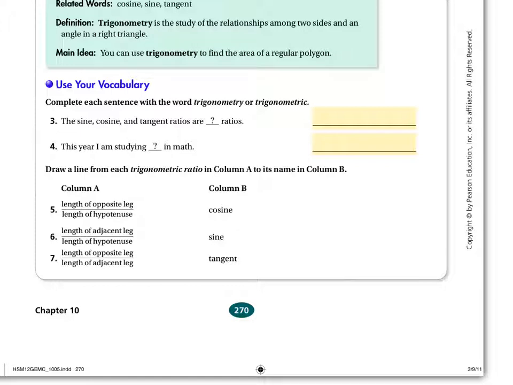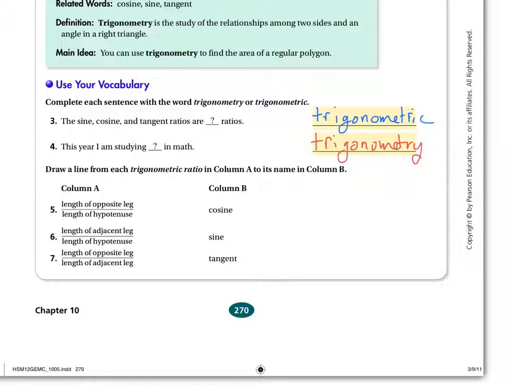Trigonometric. Say that 10 times fast. This year I am studying what? Trigonometry. Actually, you're studying trigonometry in this class, dear. Yeah.